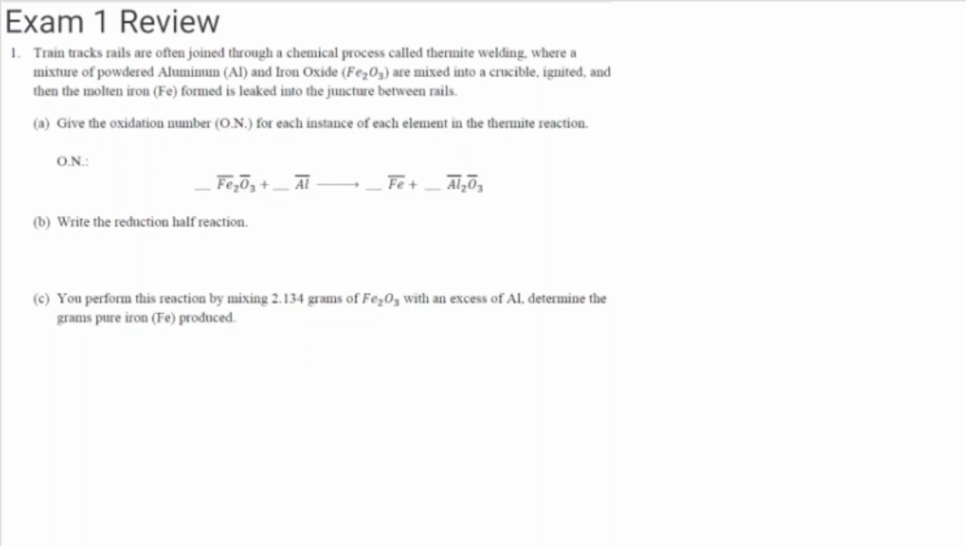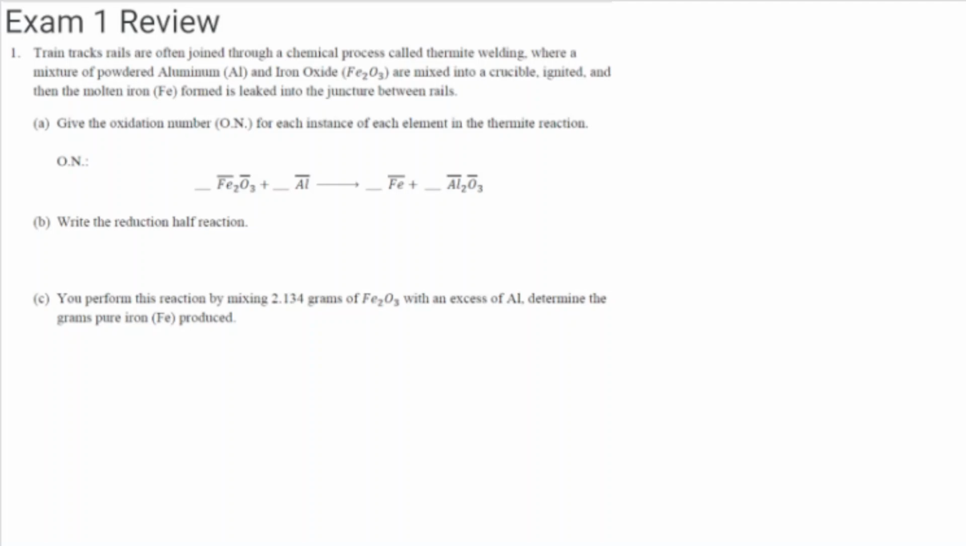Train tracks rails are often joined through a chemical process called thermite welding, where a mixture of powdered aluminum and iron oxide are mixed into a crucible, ignited, and then molten iron formed is leaked into the junction between rails. All right, part A. Give the oxidation numbers for each instance of each element in the thermite reaction.